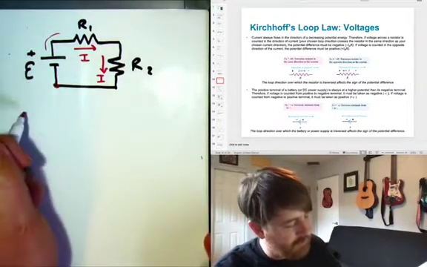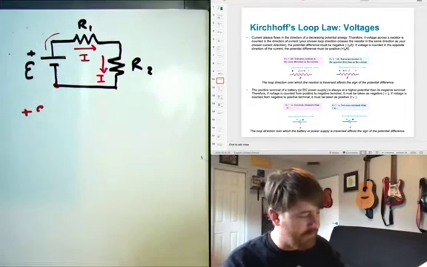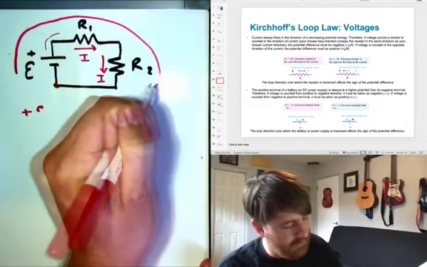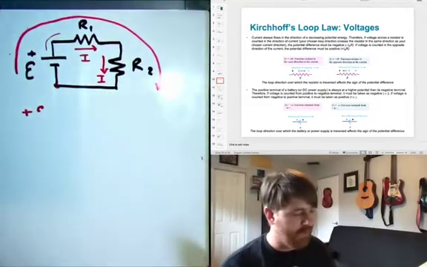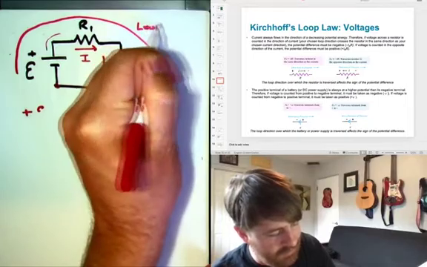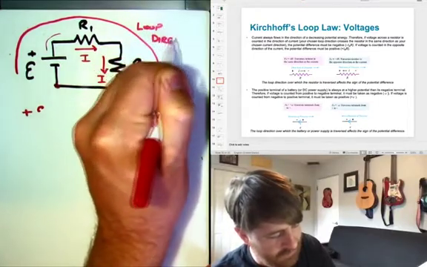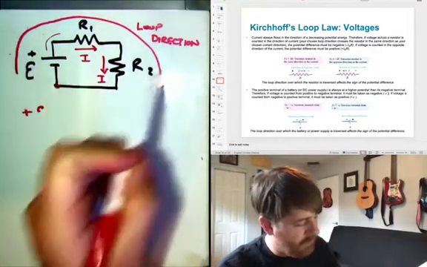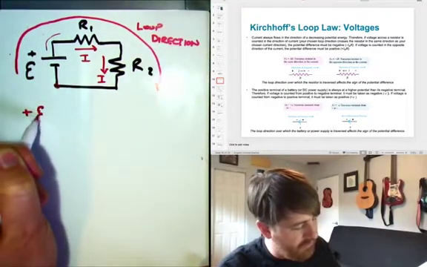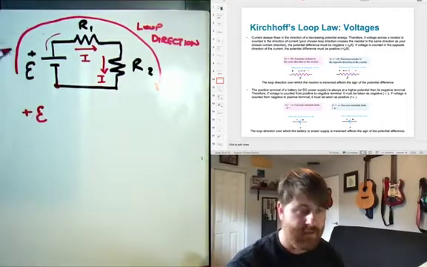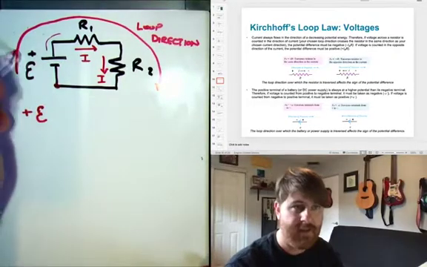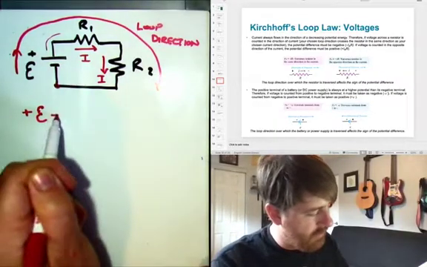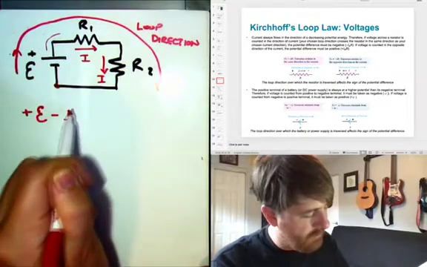We have a change plus E. We're going this way around the loop. It's very important to note the direction that we're going. So this is the direction we're taking. We'll call that the loop direction. And if I go this way around the loop, I have the gain in potential across the battery, because I'm moving this way. And then I have a drop in potential across R1, which is I times R1.